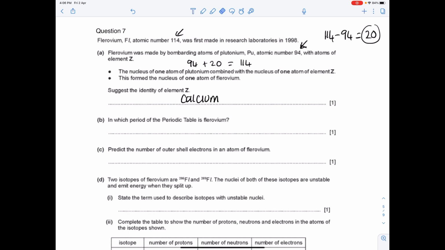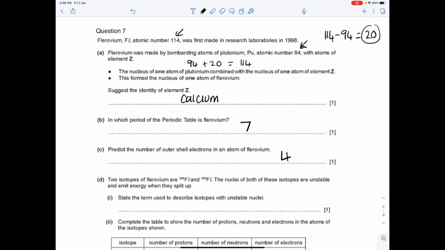In which period of the periodic table is flavorium? Well, if we look on our periodic tables, it shows us that flavorium is in group 4 and in period 1, 2, 3, 4, 5, 6, 7. So we only need to look on our periodic tables and bring that information across. Predict the number of outer shell electrons in an atom of flavorium. Well, it's in group 4, so it's going to have 4 electrons in its outer shell. Thank the Lord for the periodic table.